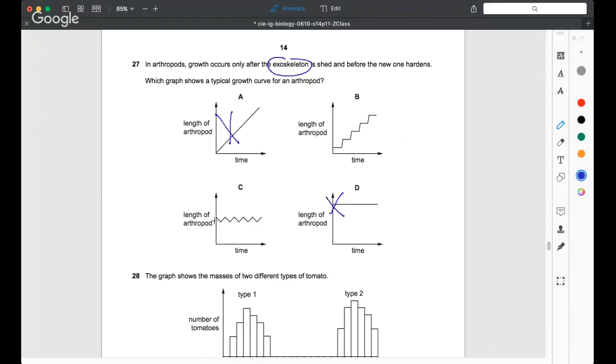Again, this one, the length of the arthropod doesn't change. So this is saying that the arthropod shrinks during the time when it has the exoskeleton and then grows when it doesn't have an exoskeleton. The exoskeleton is a fixed size, it can't shrink or grow. So it can't be C, so it must be B. We have a constant size where we have our exoskeleton, then we shed our exoskeleton and grow very, very quickly. And then our new exoskeleton hardens and we set the constant size, and then that repeats lots and lots of times. So it's B.